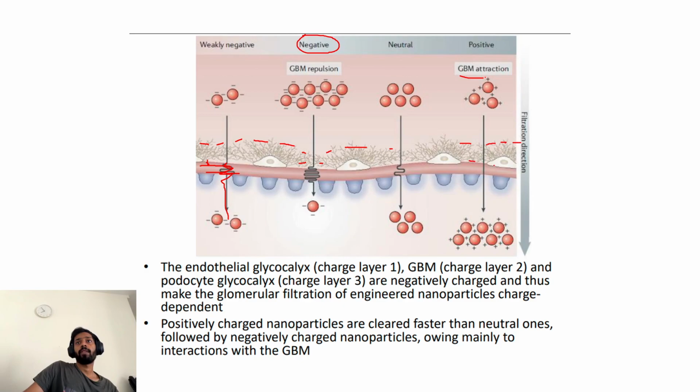So if a particle is positively charged, there is a significant attraction towards crossing the GBM membrane, and as a result, the positively charged particles rapidly get cleared. So you see there is no squiggliness in this clearance. It's just straight. So it will get attracted and it will get cleared rather quickly.